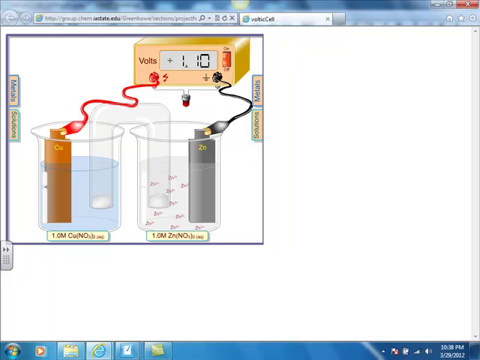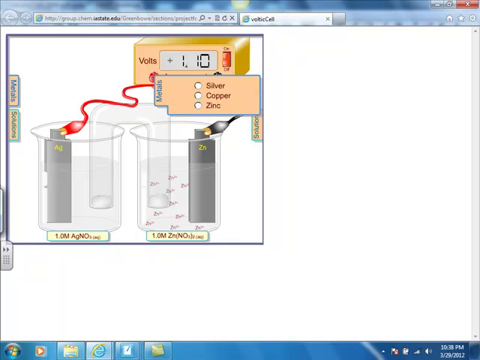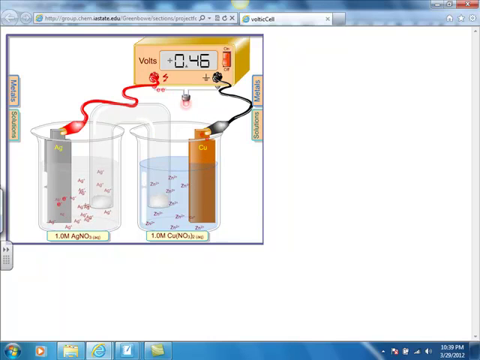And we can do this with different metals. So I could take silver metal and I could put that into a silver solution, and I could take copper and put that into a copper solution, and I would have two new half cells, and I could turn this on and we could watch what happens. Oh, I didn't clear out the zinc. But you can see now that the copper is actually losing electrons to the silver. So, in one case, zinc lost electrons to copper, but now copper is losing electrons to silver.